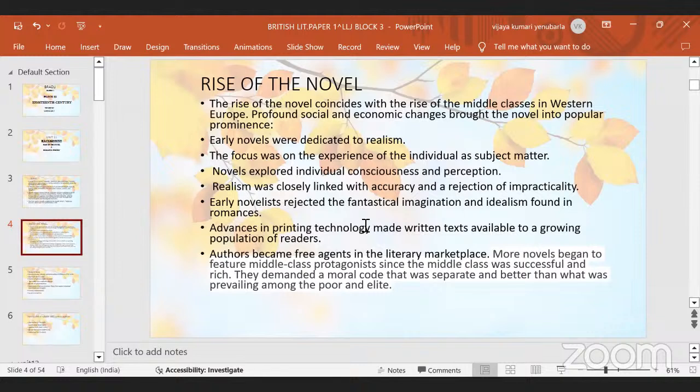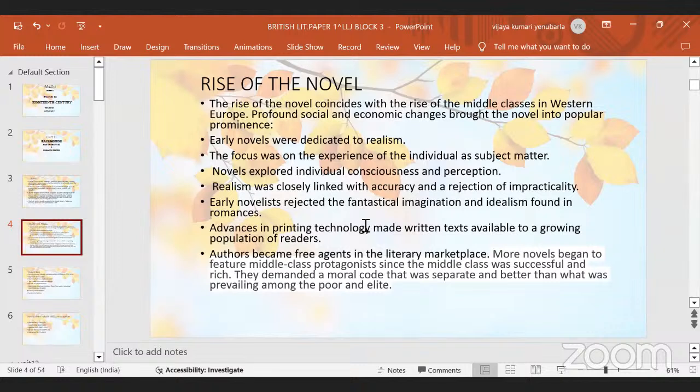Individual consciousness. It is not the religious things which had to be described, discussed and written. So people started getting attracted towards realism, and individual preferences were encouraged. Individual consciousness, what is good, what is bad, what is their inner conflict, what are the ideas and the beliefs of an individual person, his or her perception has been given importance.